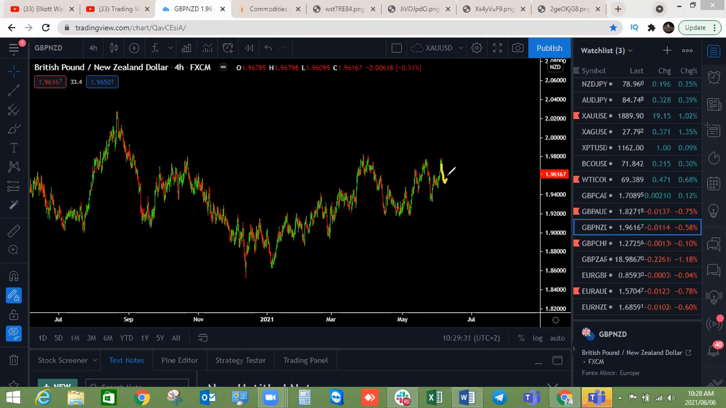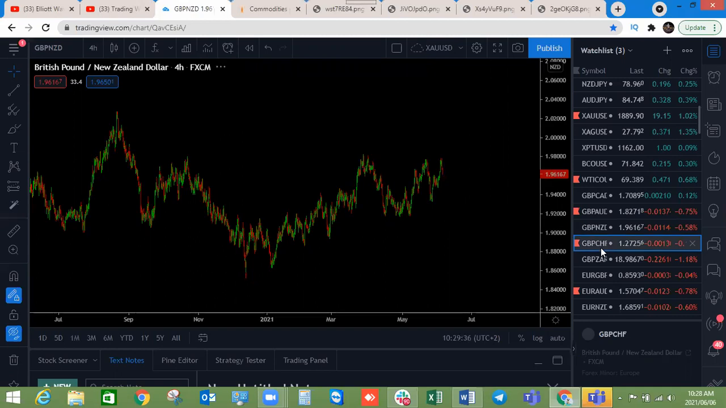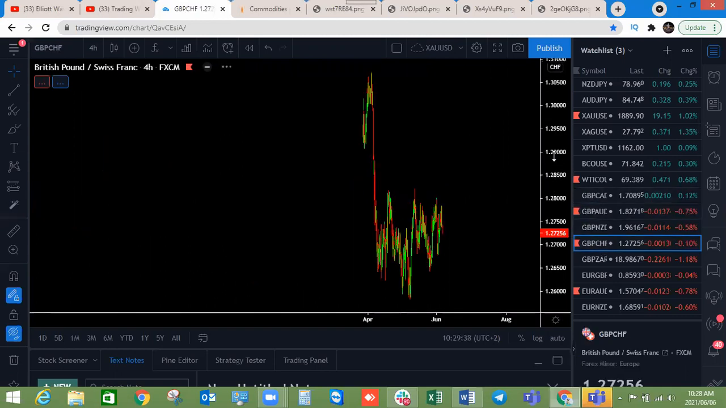So currently we are here. We'll look for this one to at least come back to this level. That is pound New Zealand, pound CHF. Now remember the pound CAD structure on the 4-hour.